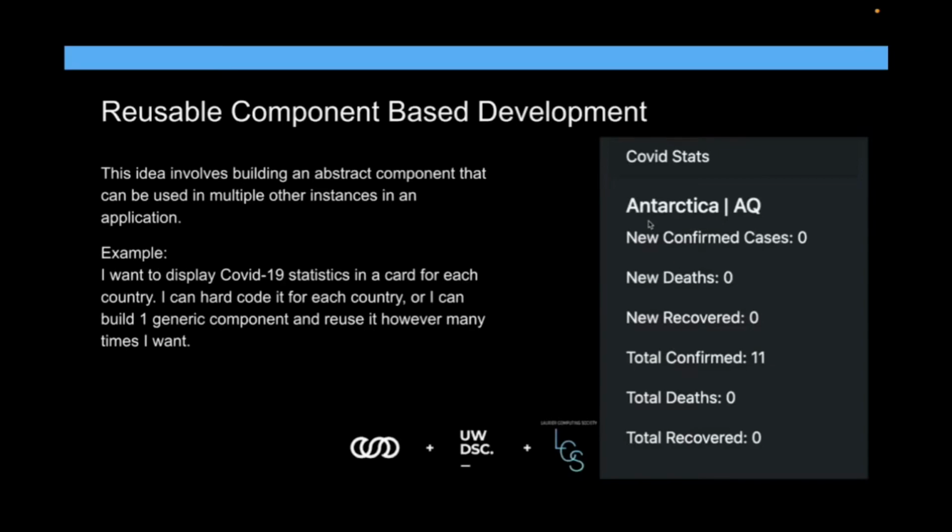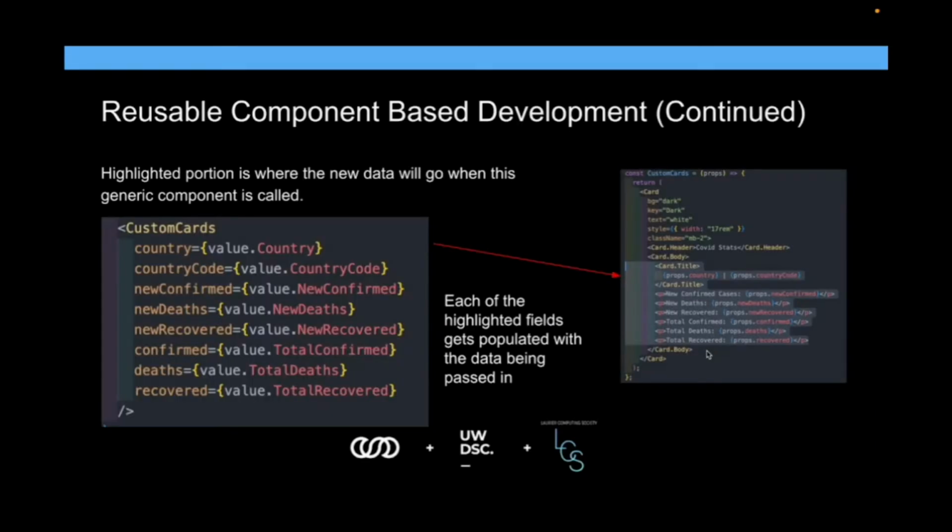This is what the end goal is supposed to be for the card. We have the country code, new confirmed cases with the amount of cases there, new deaths with the amount of deaths, new recovered with the amount that there are, and so on and so forth for all of these sets. This is the goal for each country that we want. So how do we do this?